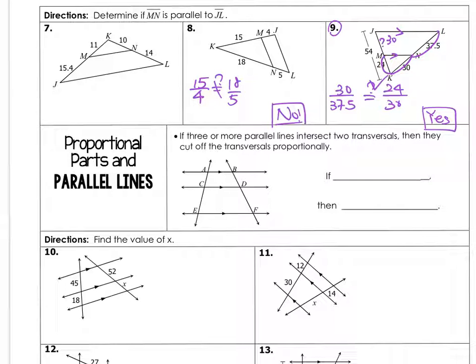It's fairly intuitive. Now, if we expand that a little bit, we can look at other diagrams like the one in front of us. This gives us proportional parts and parallel lines. This is really just putting the triangle proportionality theorem into practice. It says if 3 or more parallel lines intersect 2 transversals, then they cut off the transversals proportionally. Notice that they all have to be parallel to each other. So if AB is parallel to CD, parallel to EF, then AC over CE should equal BD over DF.